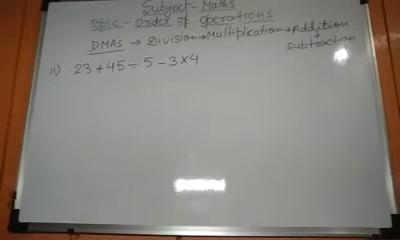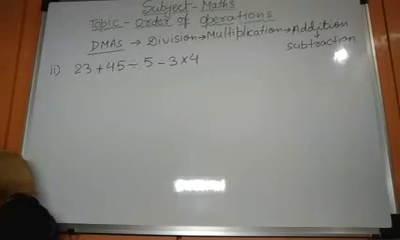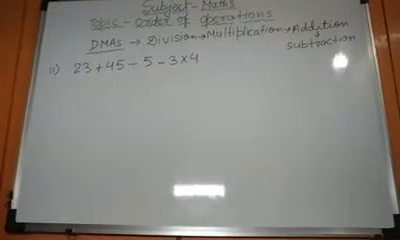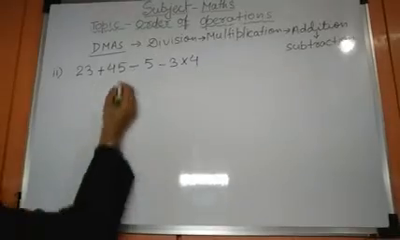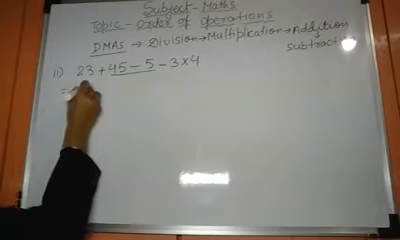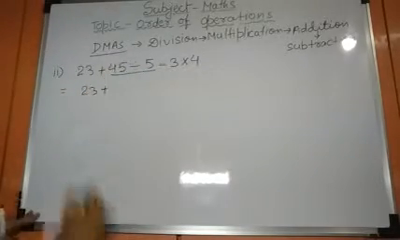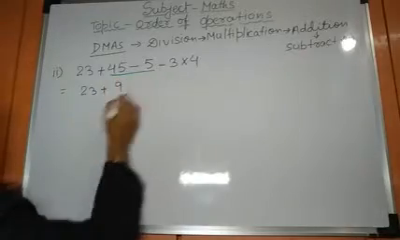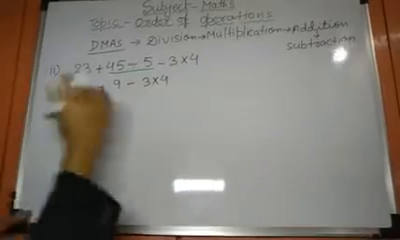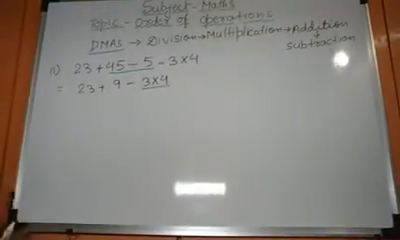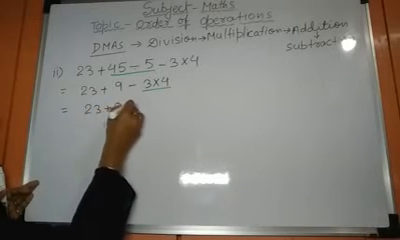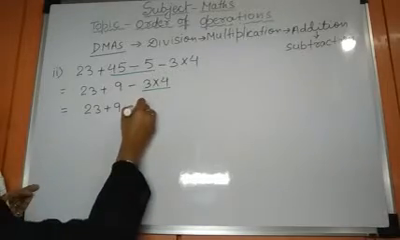Here I have taken another example. Now see, 23 plus 45 divided by 5 minus 3 multiplied by 4. So first work will be of division. Remaining all as it is, 23 plus 45 divided by 5, that is 9, minus 3 multiplied by 4. Now after division, multiplication work will be there. So remaining all as it is, 23 plus 9 minus 3 multiplied by 4, that is 12.